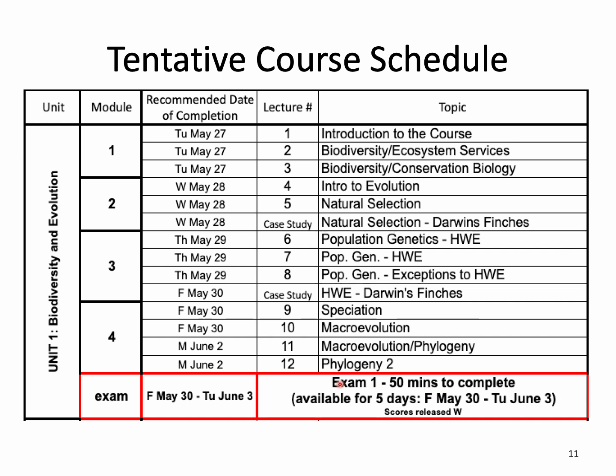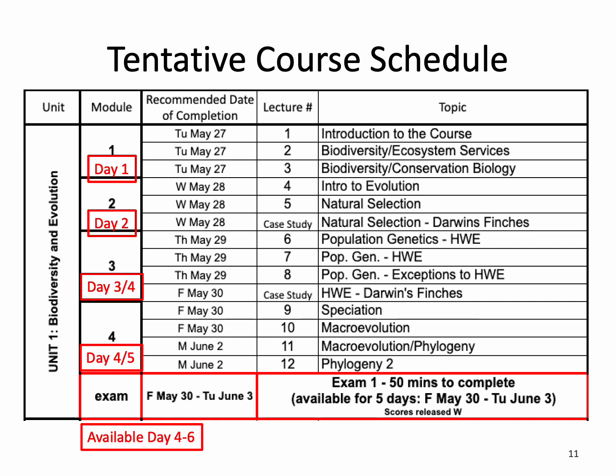At the bottom of the unit outlined in red, you can see the information about the first exam, which is available for a 5-day window from Friday, May 30th through Tuesday, June 3rd. You will have 50 minutes to complete the exam anytime within that 5-day window. Note that each of these recommended completion dates on this table aligns with the recommended day of completion written at the top of each module in the Modules tab on Canvas, so that you'll learn the Unit 1 content in the first 5 days or so and take Exam 1 by day 6.